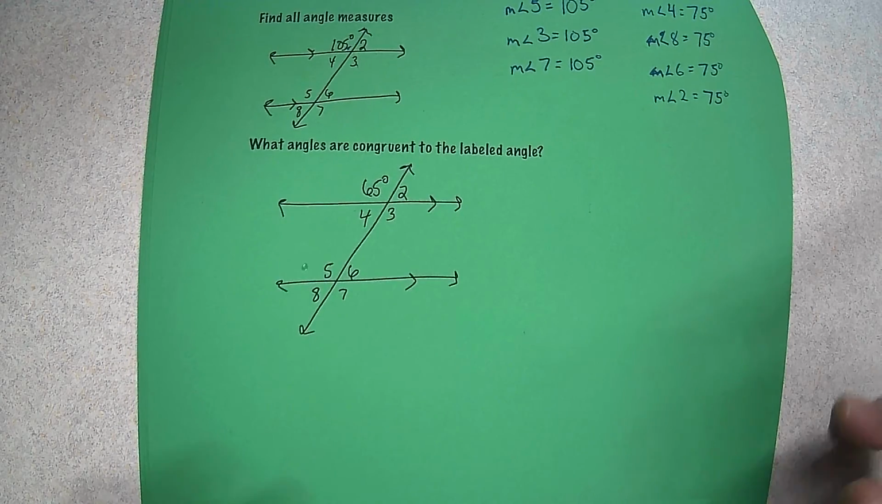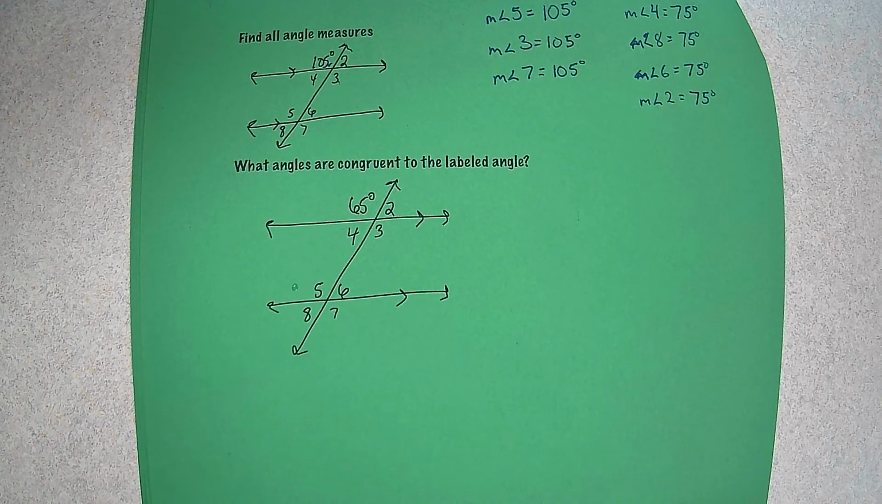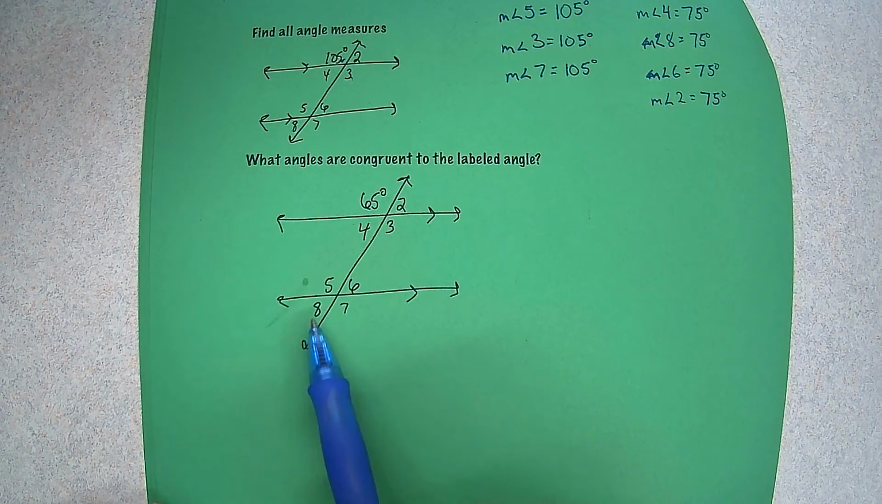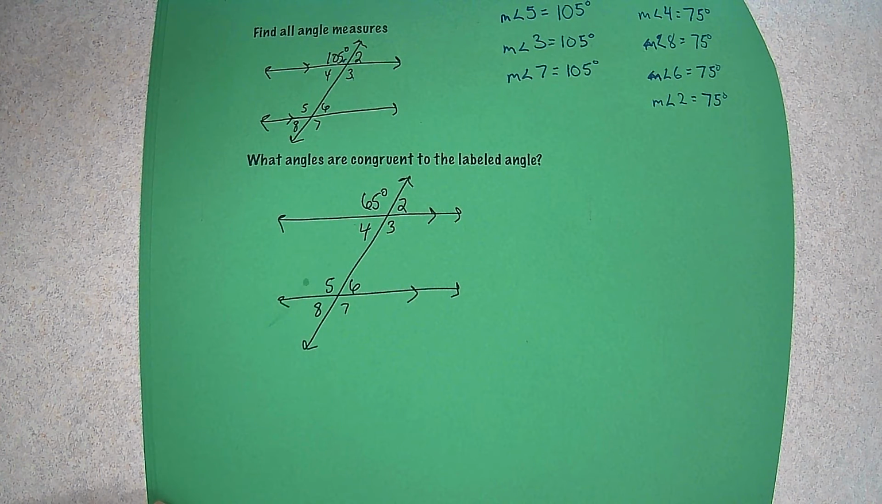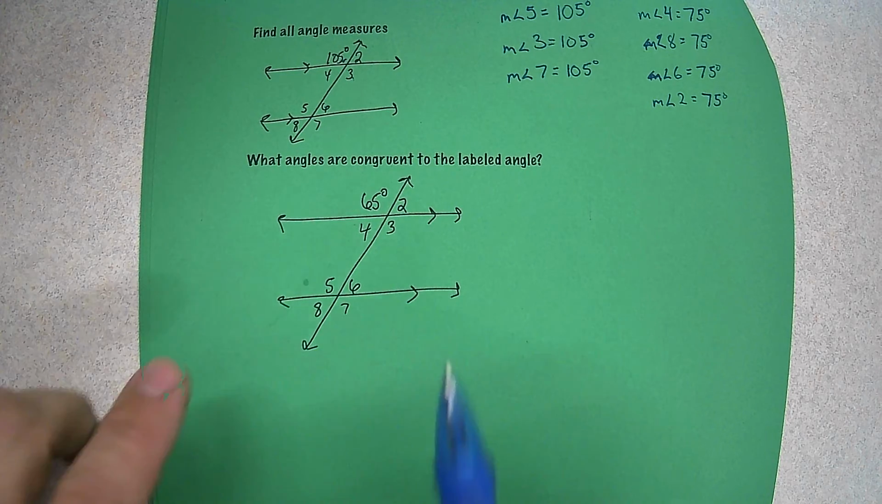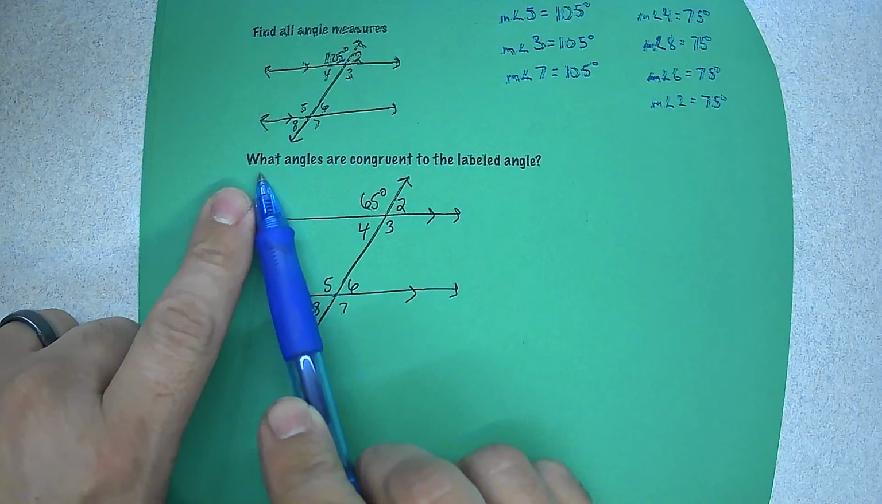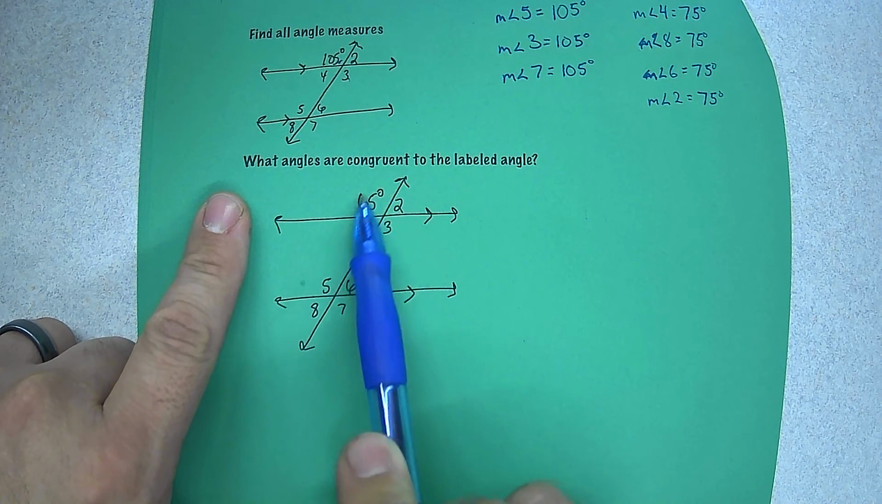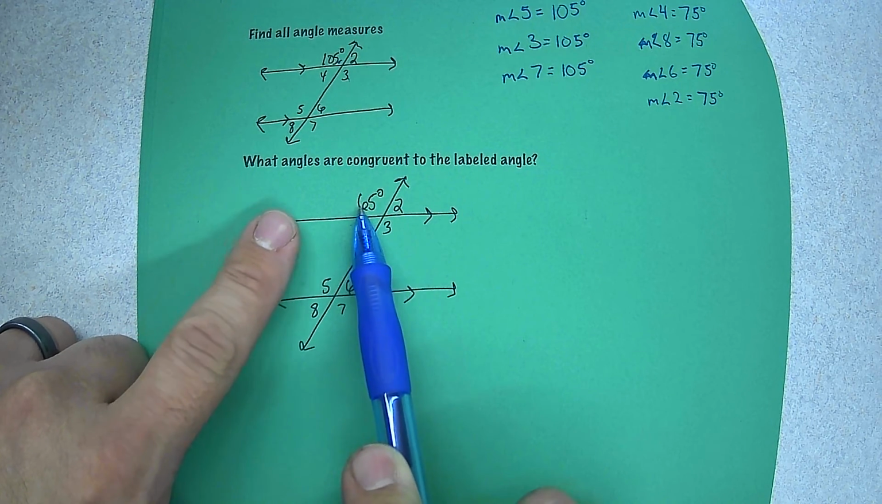All right, what I'd like you to do is pause the video at this point, and I'm going to label all of these when you get back. Oh, I'm sorry, let's check this over. It says what angles are congruent to the labeled angle. So we want to find which angles are congruent to this.